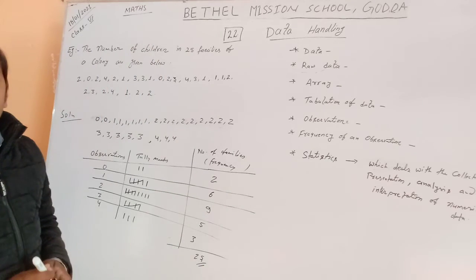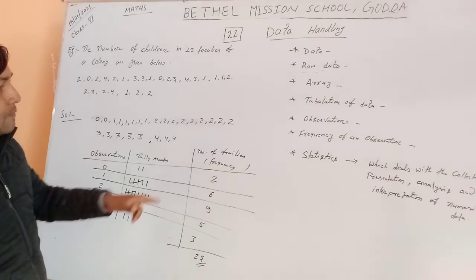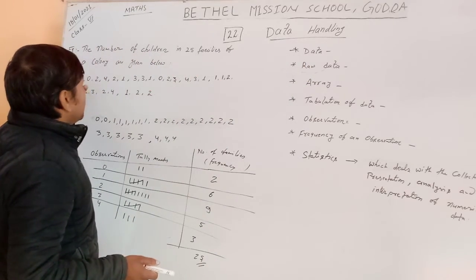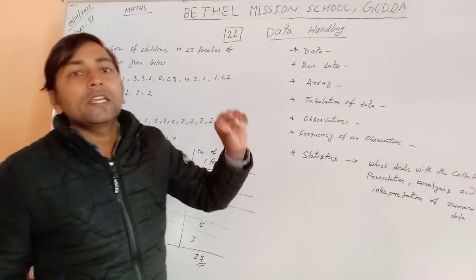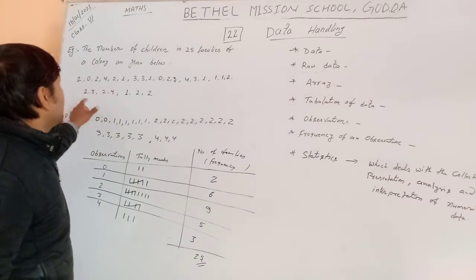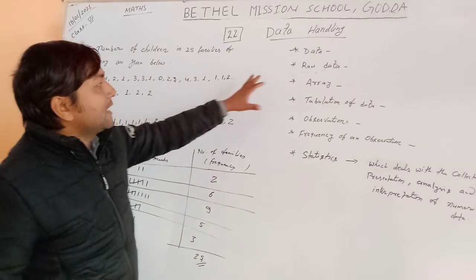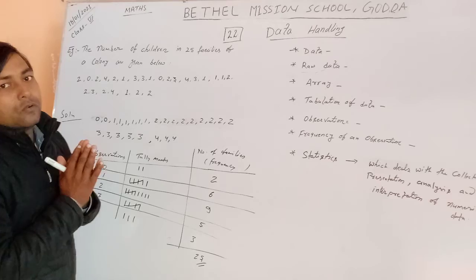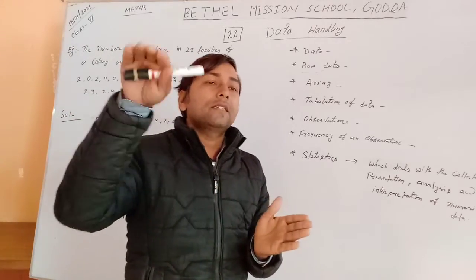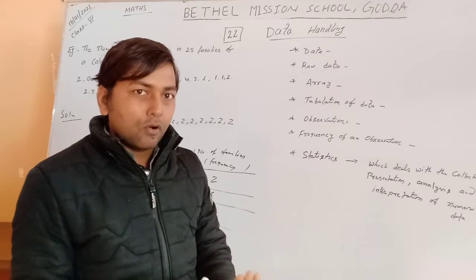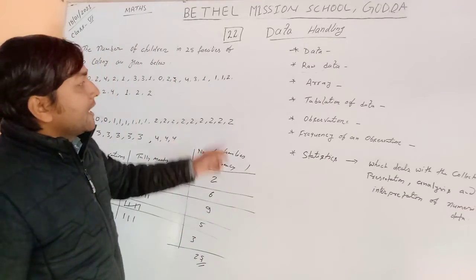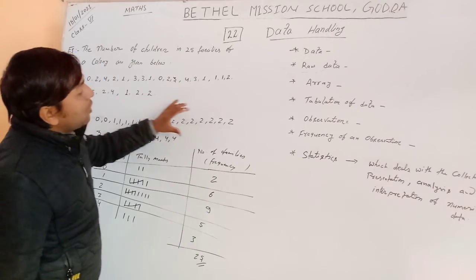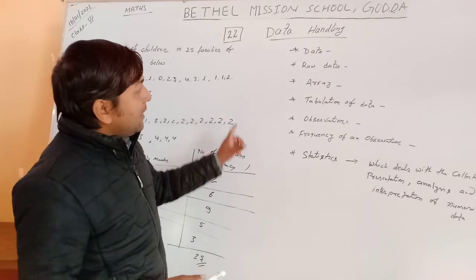Okay, so once again, what is the data? The information given in numerical figures is known as the data. These are the data. Okay, and raw data, what is the raw data? The original data, where you don't write in ascending or descending order, the original form, is known as the raw data. And array, what is the array? When you write the data in ascending or descending order it is known as the array.